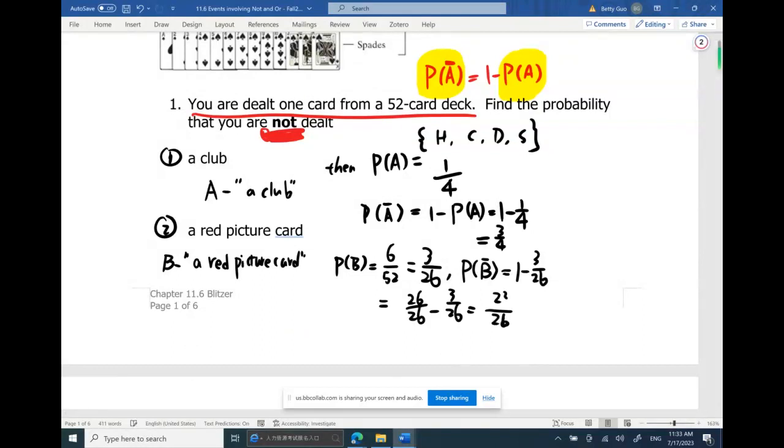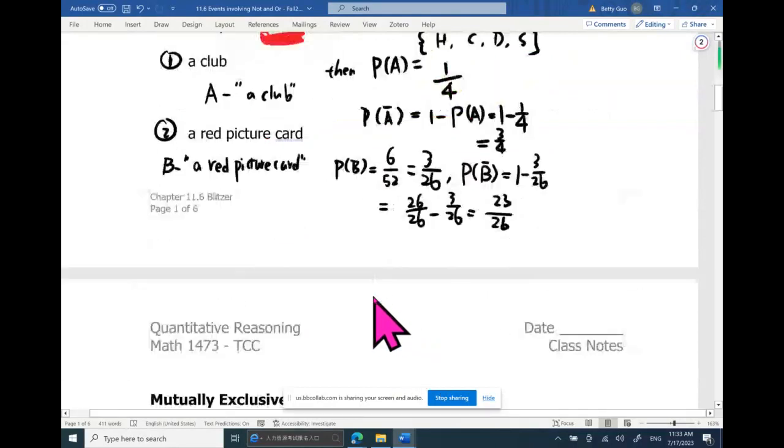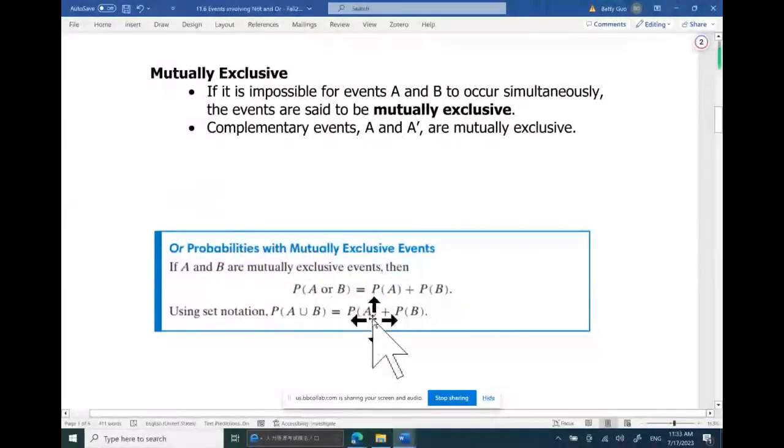26 minus 3 is 23. 23 is odd, and 23 is prime. 26 is not divisible by 23, so this is already simplified. The answer is 23/26. All right, so that's the first topic, complement. I think it's pretty straightforward.